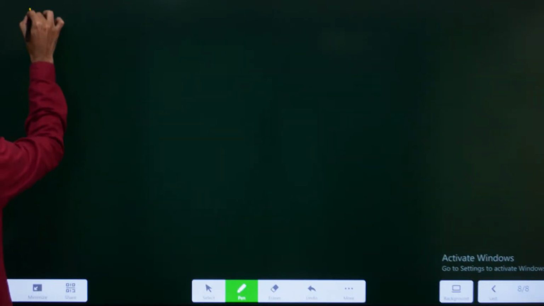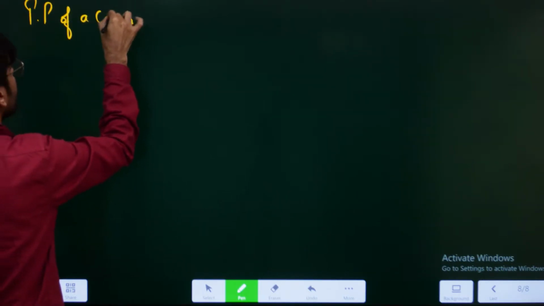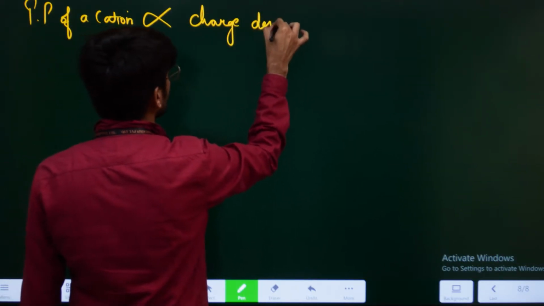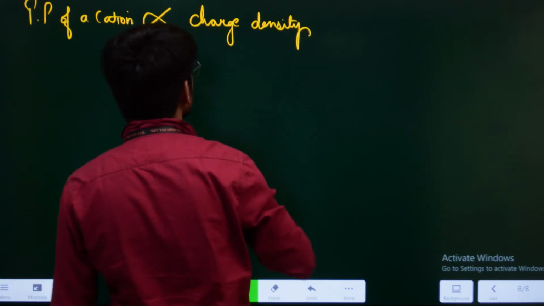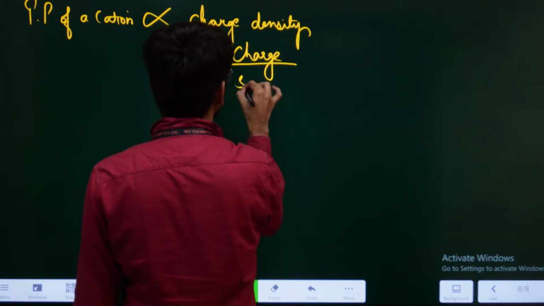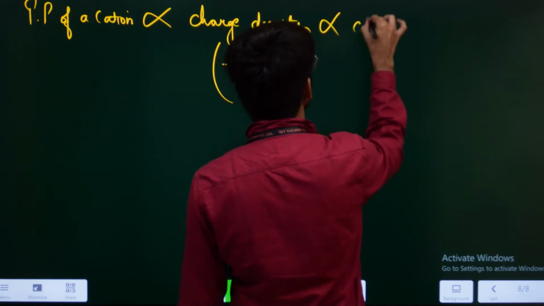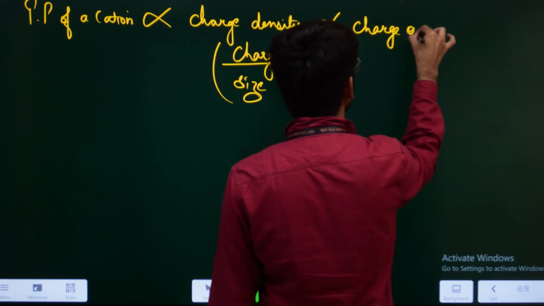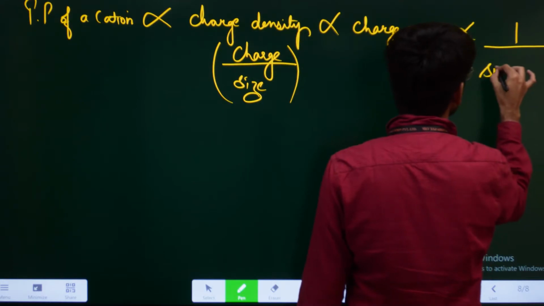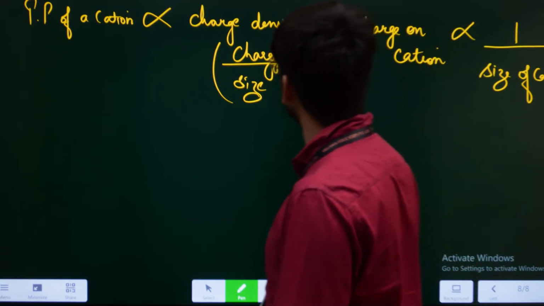Now, when I talk about polarizing power of a cation, I am saying it is directly proportional to charge density. Charge density means charge upon size. That means it is directly proportional to the charge on the cation, and inversely proportional to the size of the cation. Any problem?